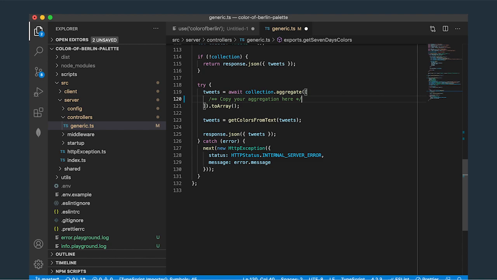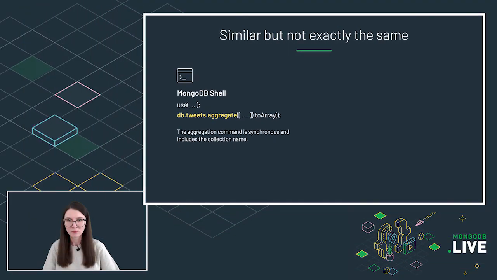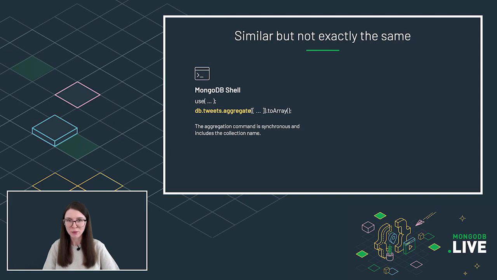My project is written in TypeScript, but playgrounds require input to be made in a JavaScript-based query language called MongoDB Shell. Therefore, I can copy only the array of aggregation stages to my application, but not the full code from the playground. The MongoDB Shell language is very similar to JavaScript, but they are not exactly the same. In MongoDB Shell, we should specify a database first and then run other commands. And note the aggregation command includes the collection name and the command is synchronous.